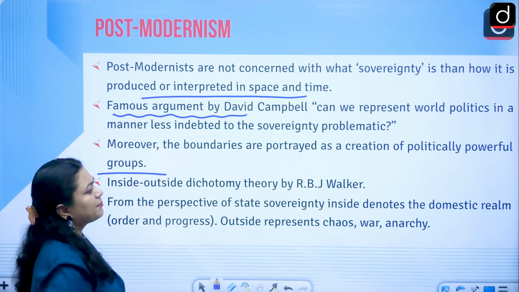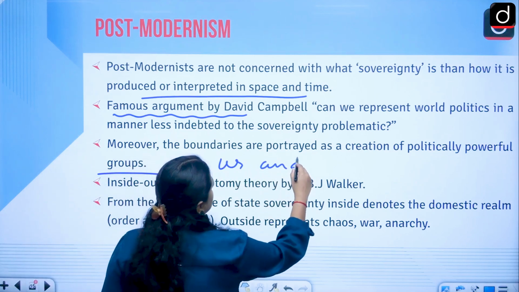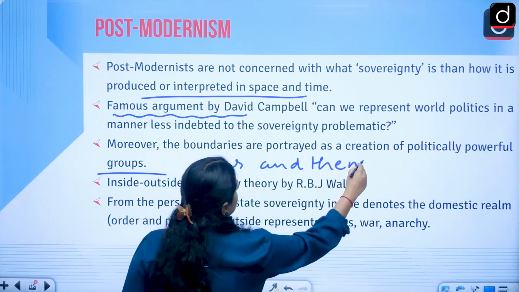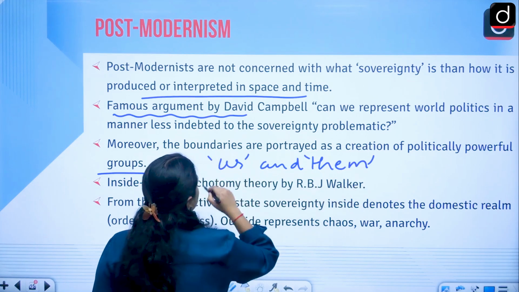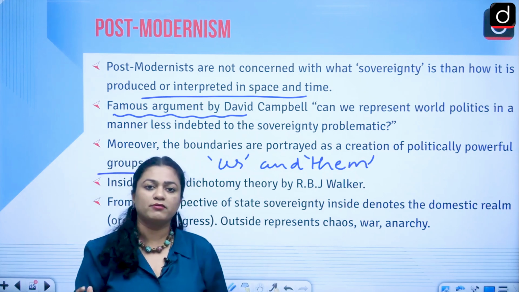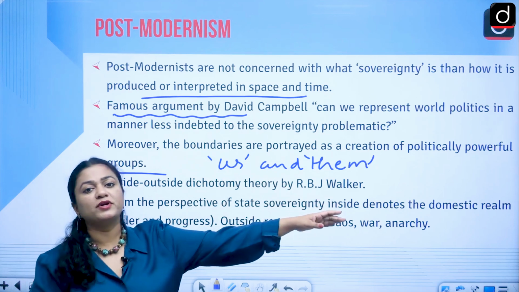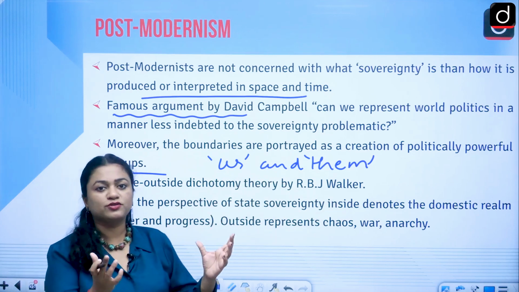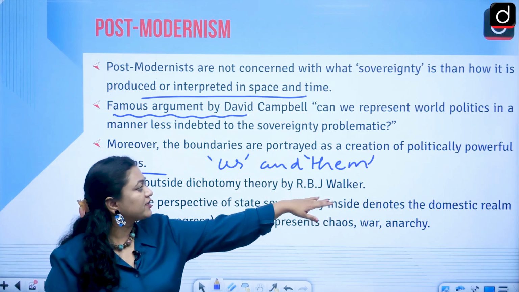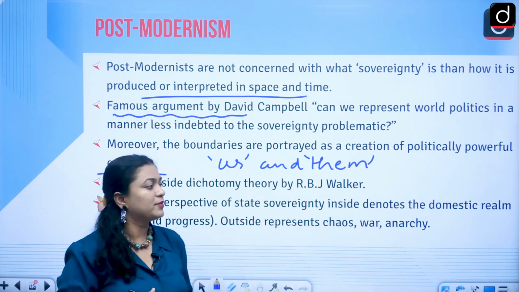Now, moreover, the boundaries are portrayed as the creation of politically powerful groups. Let's take an example like the creation of us and them. The boundaries are not just political boundaries, but ideal boundaries are also there. Portrayed as the creation of politically powerful groups, through hegemony they create this us and them, how we are different from them. Okay.